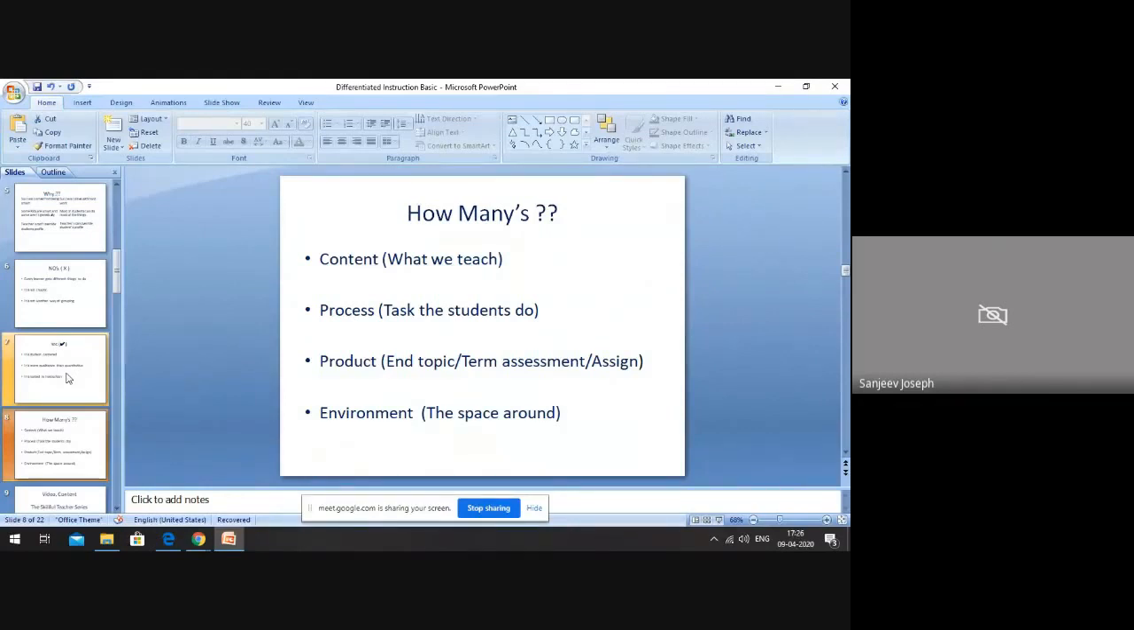The last one is also very important. That is the environment, the differentiated environment, that is the space around. Once we discuss all of them one by one, then we'll get more idea about what we are talking about.